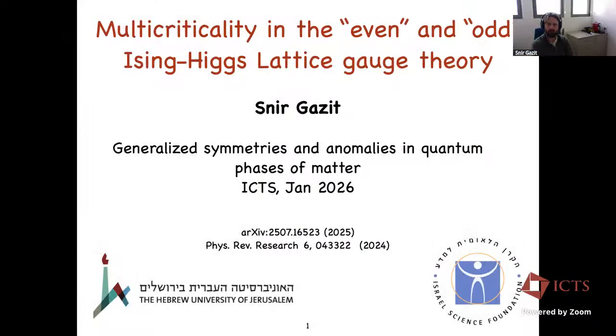Okay, so let's start with the second talk by Sergej from the Hebrew University of Jerusalem, and he will be talking about multicriticality in even and odd Ising-Higgs lattice gauge theories. Sergej, I'll give you a warning at 35 minutes, and then you have 5 minutes to finish. Okay.